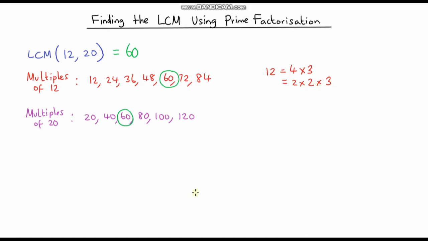Now let's do the same thing with 20, so let's break down 20. We can say that 20 is 5 times 4. And again, 5 is prime, but 4 is not prime. We can break down 4 into 2 times 2. So it's going to be 5 times 2 times 2.